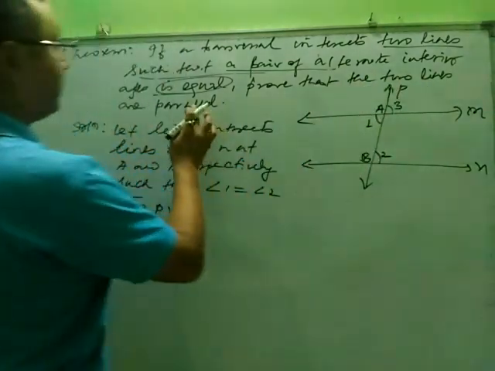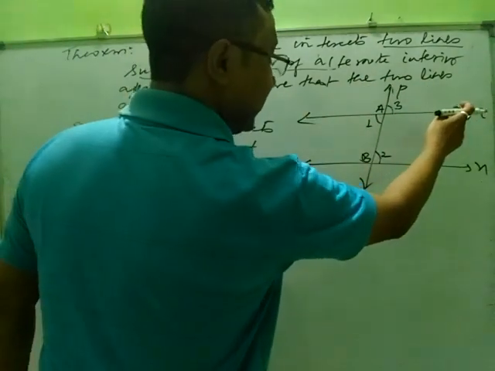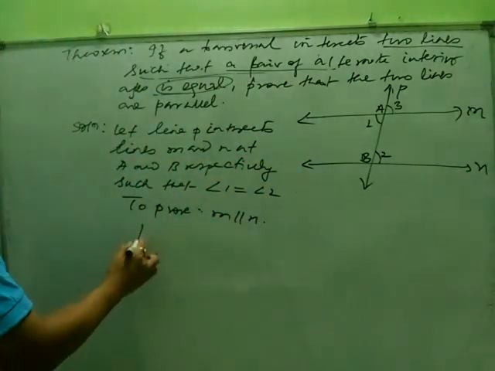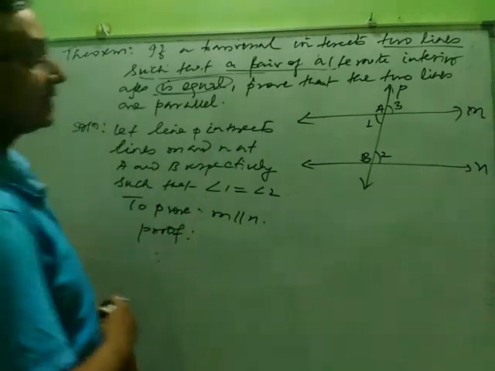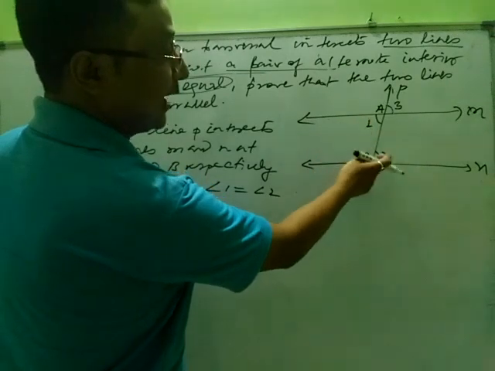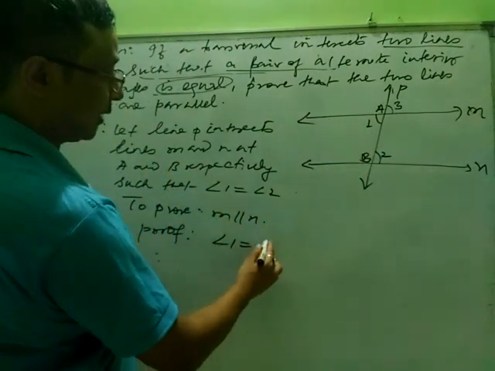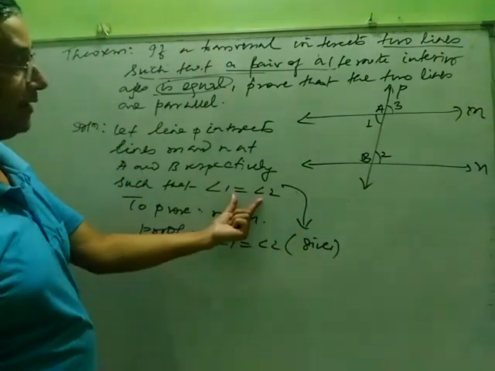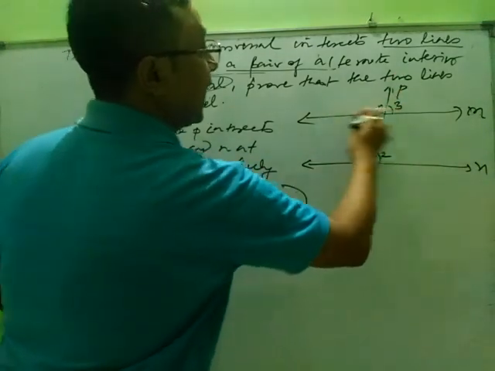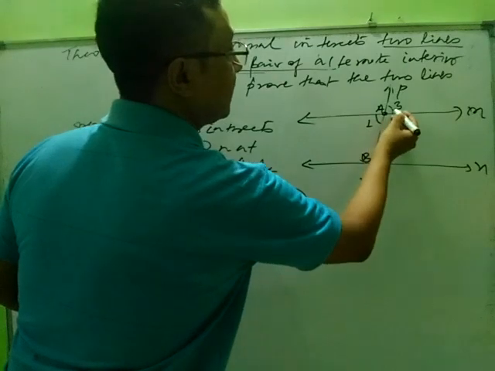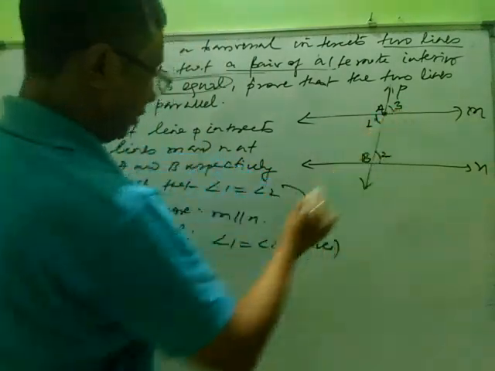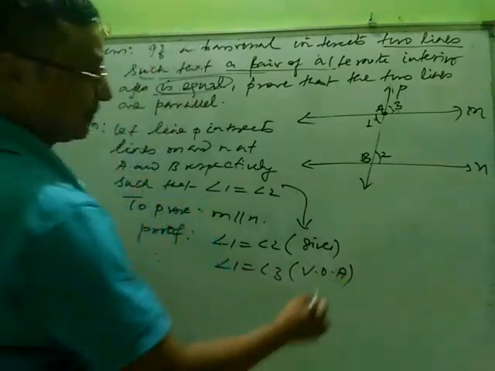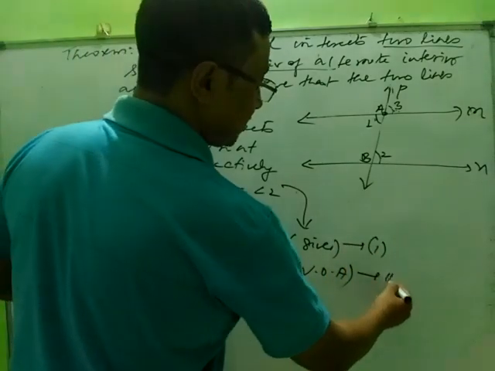Now to prove that the two lines are parallel, you are to prove line M is parallel to line N. So M is parallel to N. It is given that the pair of alternate interior angles is equal. So angle 1 equals angle 2, this one is given. Then these two lines, line P and line N, meet at this point A. So they are vertically opposite angles. So angle 1 equals angle 3. This is equation number 1, this is equation 2.